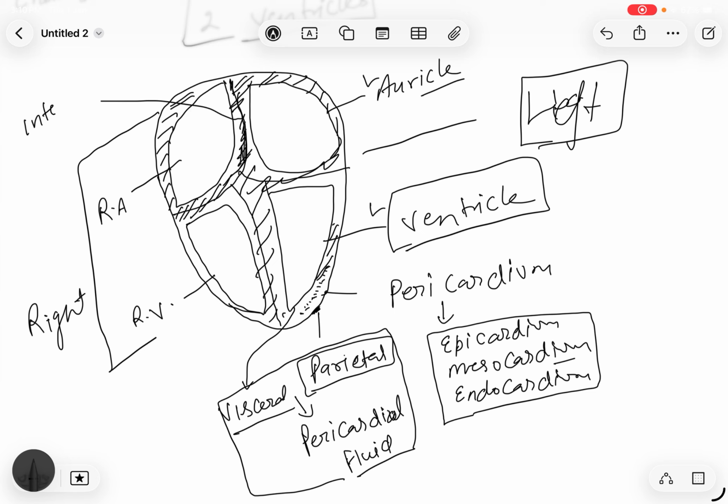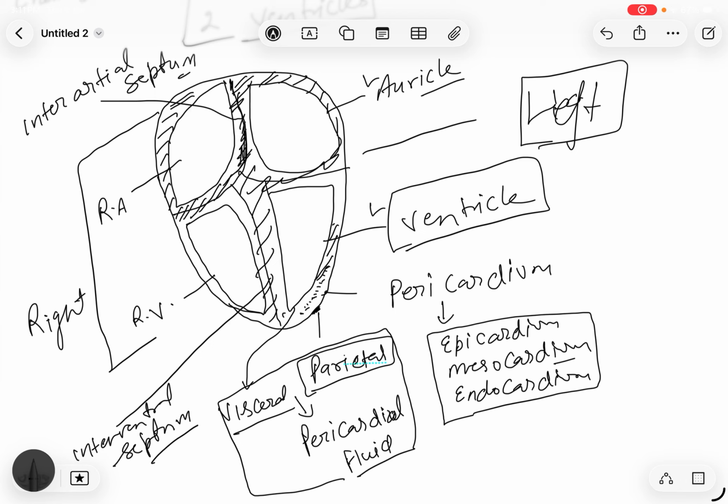Now the layer present between the two auricles is known as the interatrial septum, and this layer is known as the interventricular septum. A very interesting fact is that during the embryonic stage there is a small pore inside the septum, present between the auricles.